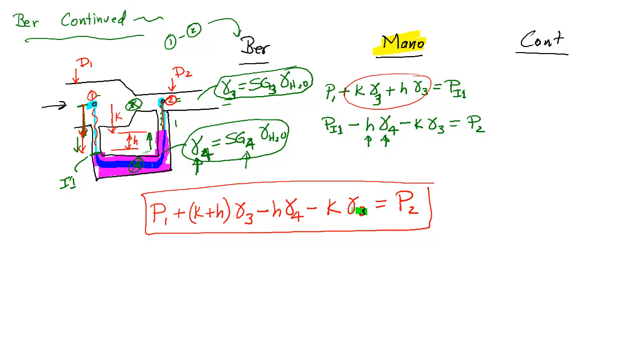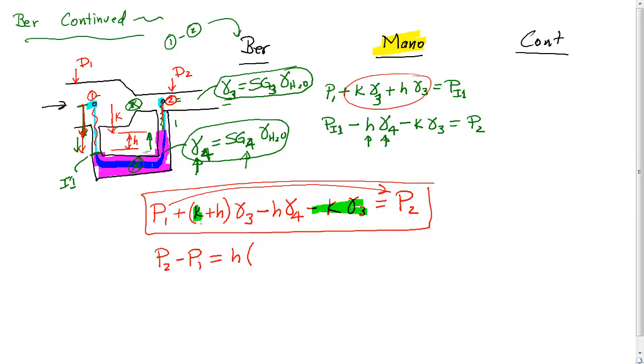Of course, this knocks that out. And so what I'm left with is P2 minus P1 is equal to, depends on the way you want to write it, but one way to write it is, since this got moved to that side of the equation, I only have to deal with this term and this term. Common to both of those terms is H, gamma 3 minus gamma 4.